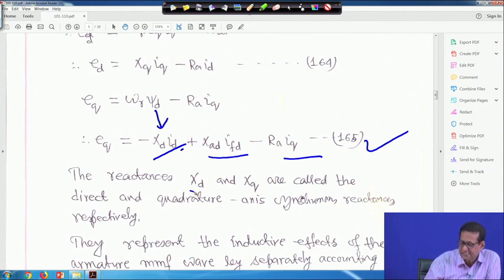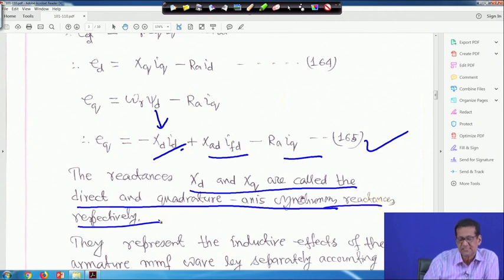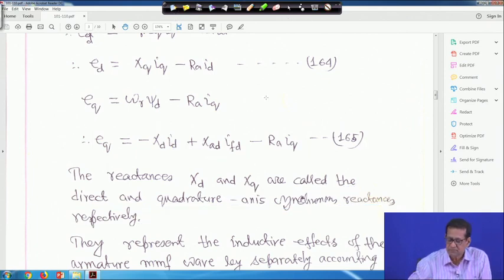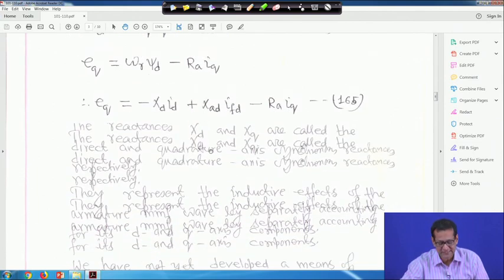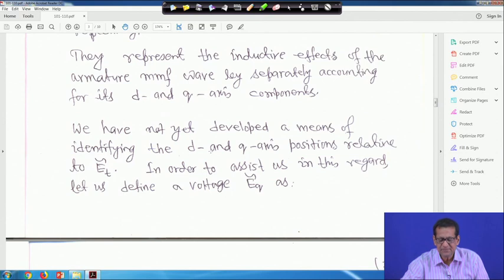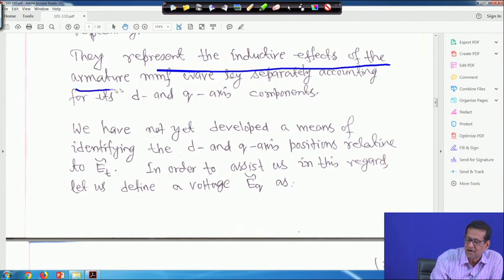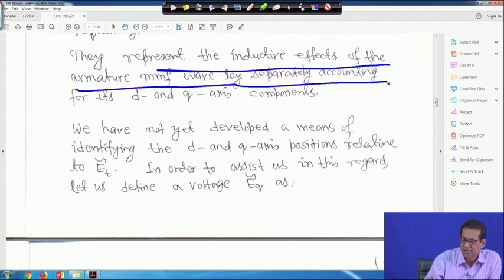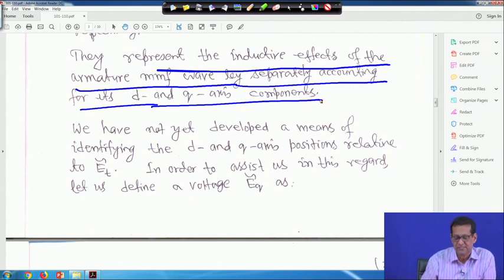Now, the reactances XD and XQ are called the direct and quadrature axis synchronous reactances respectively. So, XD is the direct axis and XQ is the quadrature axis synchronous reactance, right. Do a little exercise: put the previously derived psi d expression and you will get this one. Now, they represent the inductive effects of the armature MMF wave, by separately accounting for its D and Q axis components, right. This is what XD and XQ are.